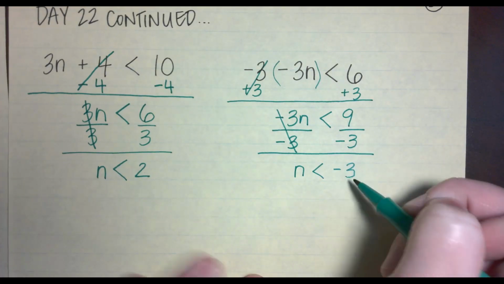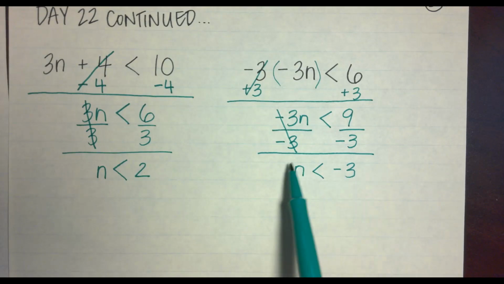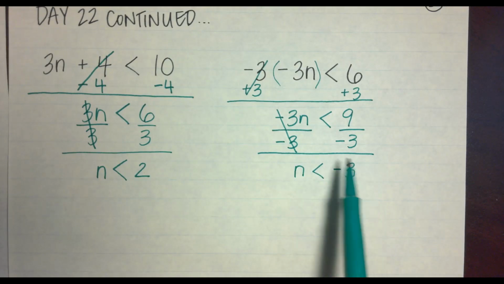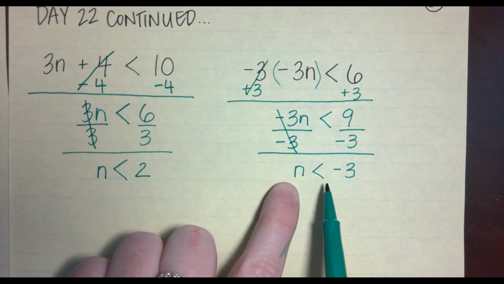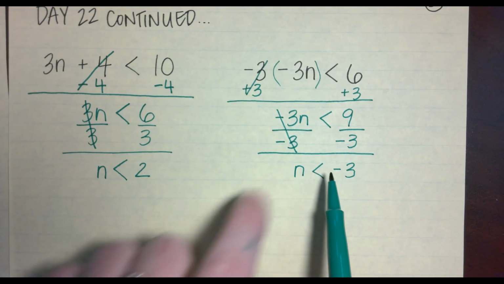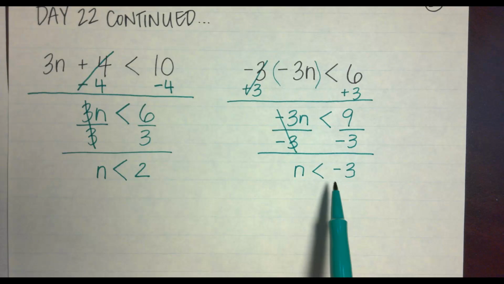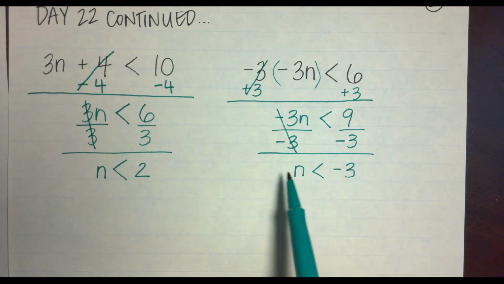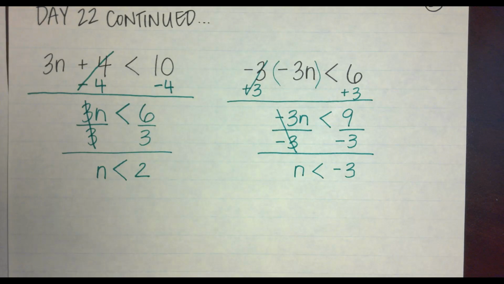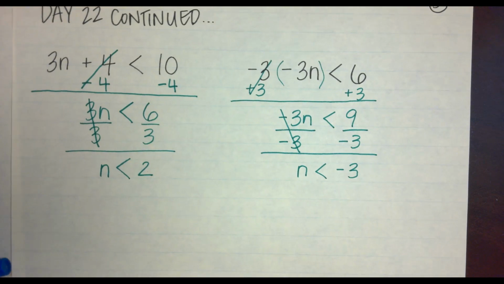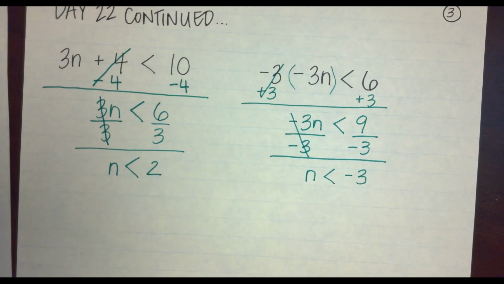-3. Good. So somebody tell me, what does this answer mean? What could my number be? Anything less than -3. Good, good. Anything that's less than -3 is our answer. Can -3 be an answer? No, it cannot. It is not included.